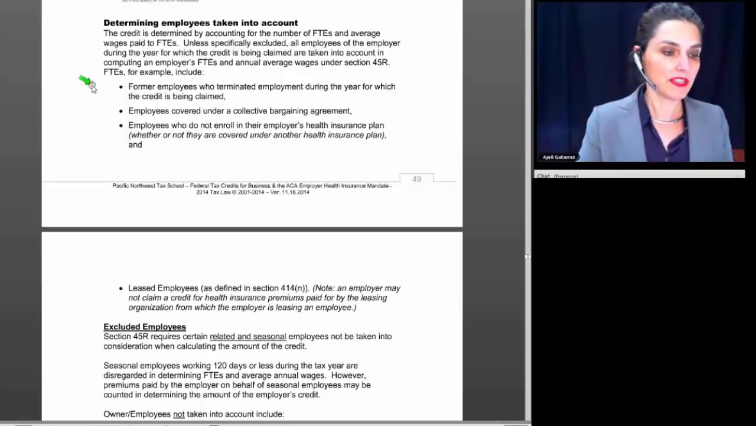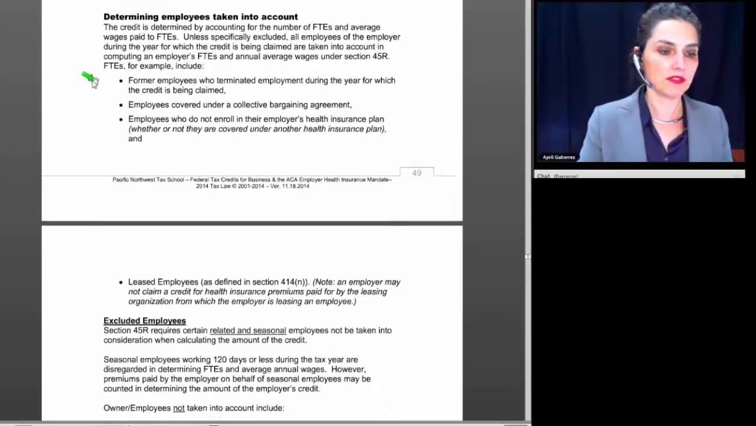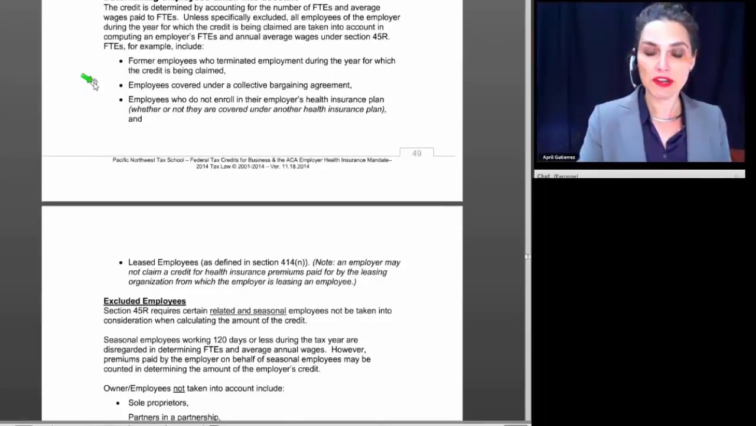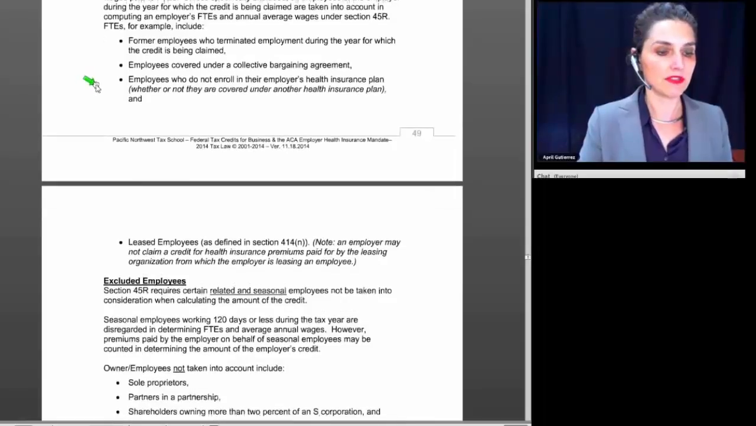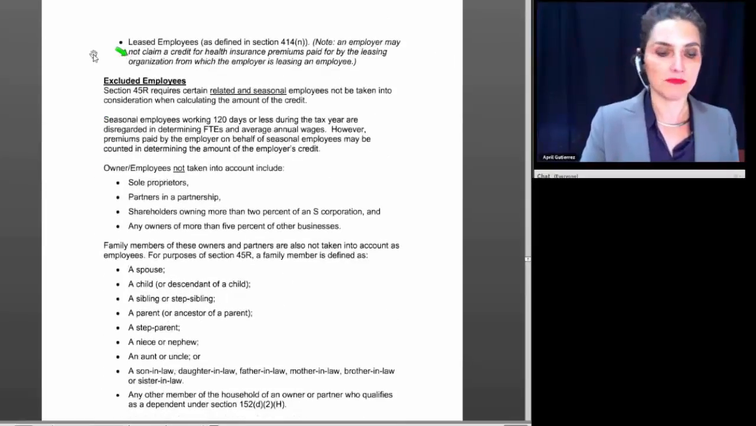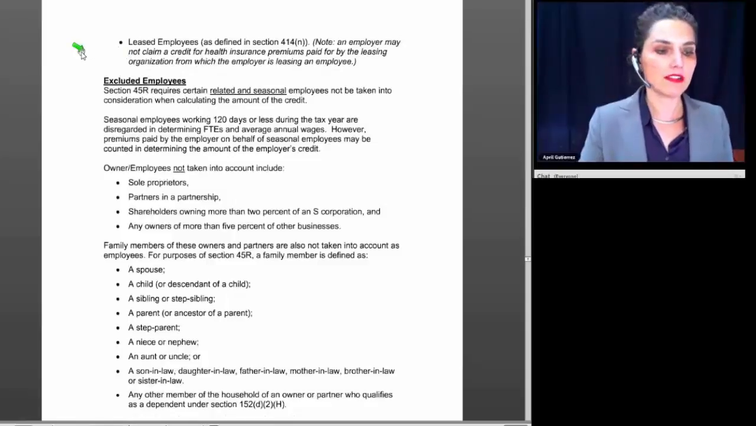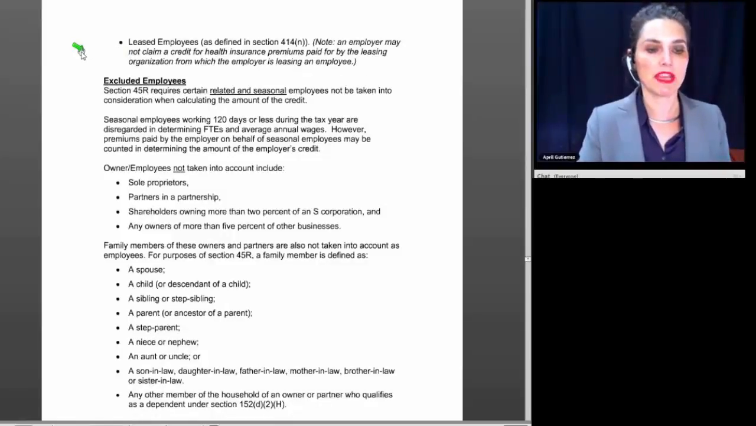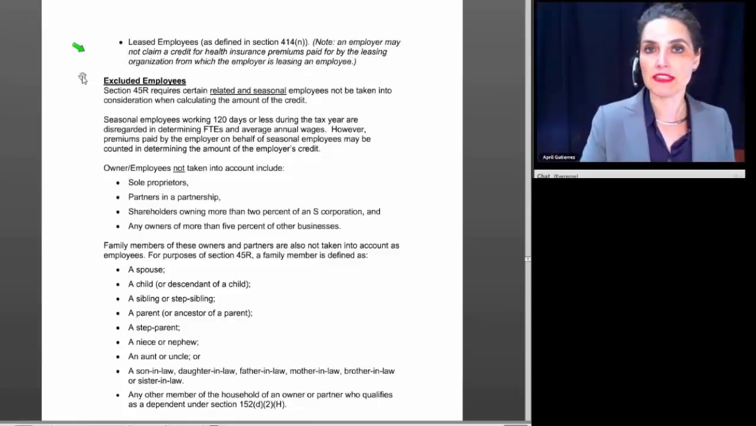For example, FTEs include former employees who terminated employment during the year for which the credit is being claimed, employees covered under a collective bargaining agreement, and even employees who do not enroll in their employer's health insurance plan, whether or not they are covered under another health insurance plan, and also leased employees. But note that any employer may not claim a credit for health insurance premiums paid for by the leasing organization from which the employer is leasing an employee.